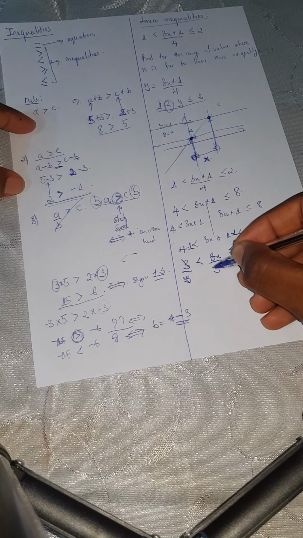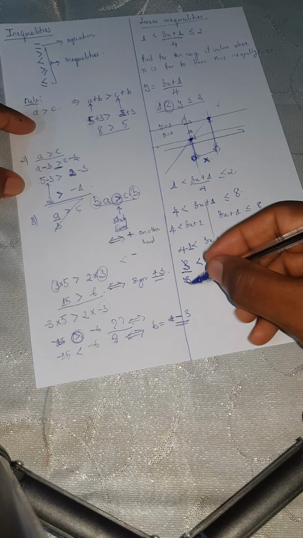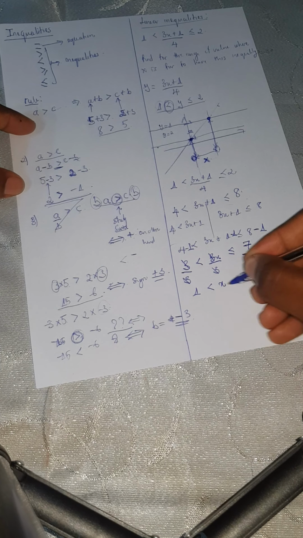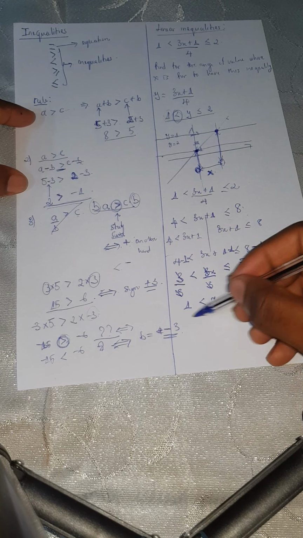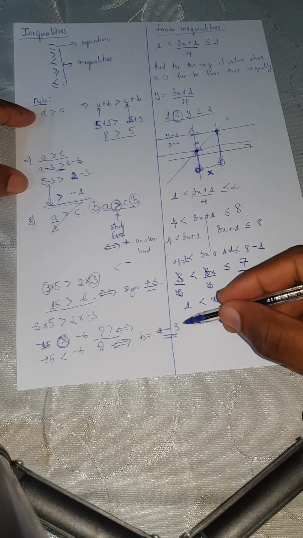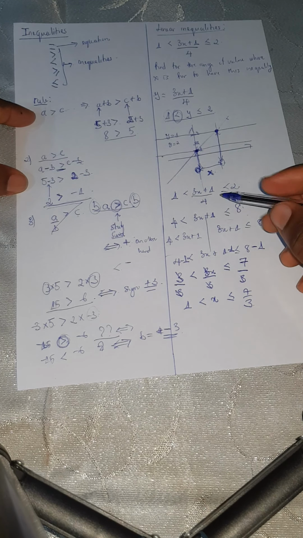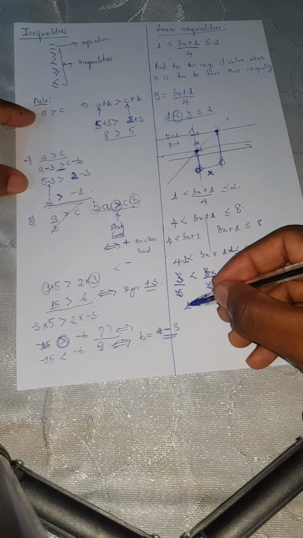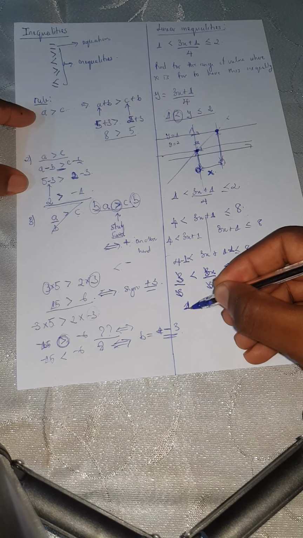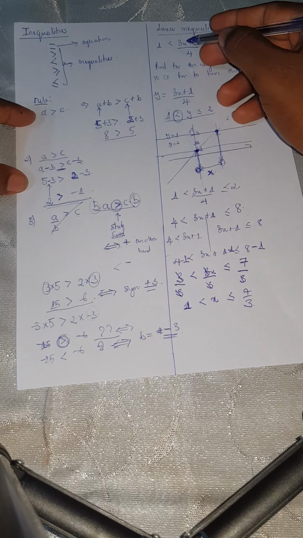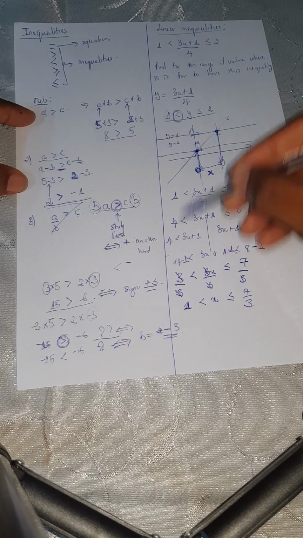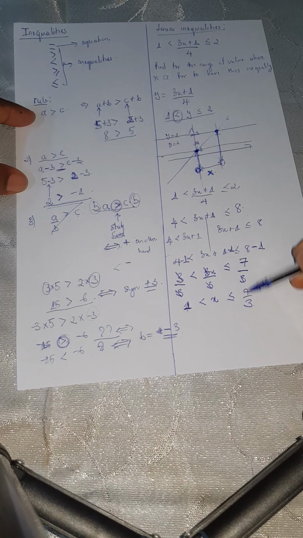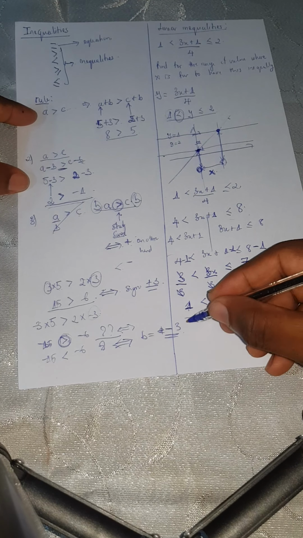And I multiply, I cancel all around, so I have 1 less than x less than or equal to 7 over 3. So we see that x is going to exist in this region. Why excluding 1? If I substitute 1 in this equation, I'm going to have 1 on this side. So I'm going to exclude 1 here and include 7 over 3 as x. So this is the final answer.